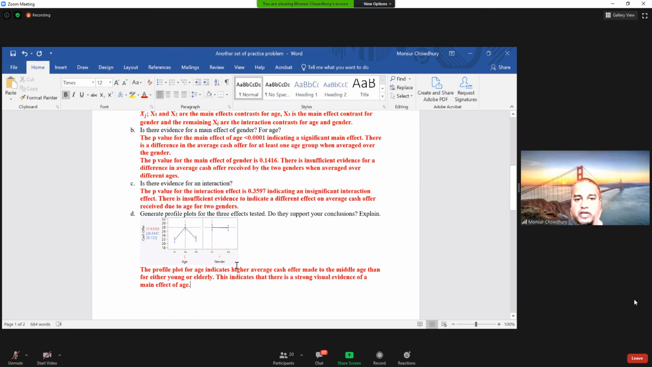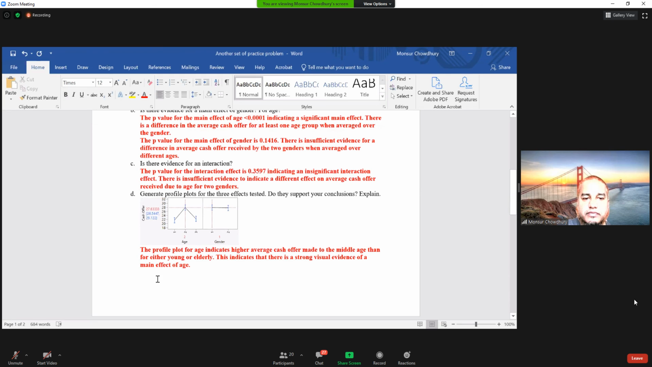Now what about the profile plot for the gender? What do we see in the gender case? What do you think? If we look at the gender, we can see their average is almost the same for both levels, male and female. That means the profile plot for the gender indicates about the same average cash offer made to the males and the females.